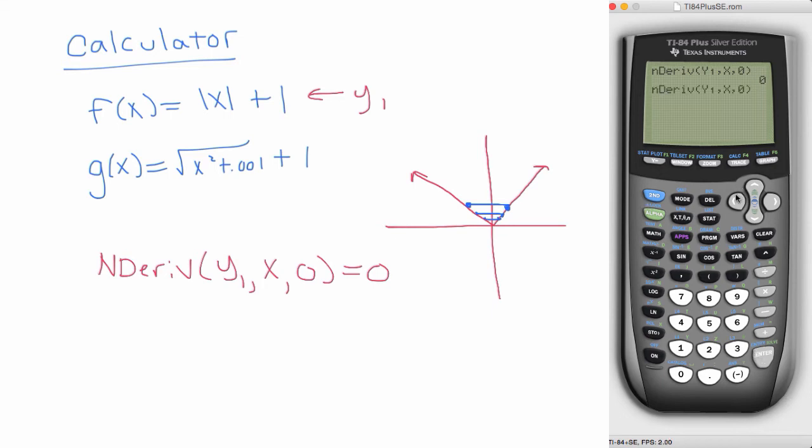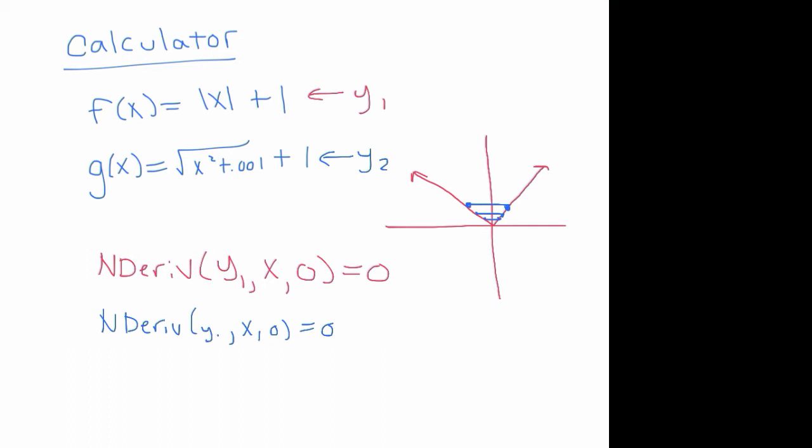Okay, you can do the same thing. I put this second function into y2, and when you calculate the derivative, it will also return 0, this time correctly. But again, so that's the second one's correct, the first one is incorrect. So just the way that the calculator is computing it is not always going to return the right answer. So you'll want to be aware of that.